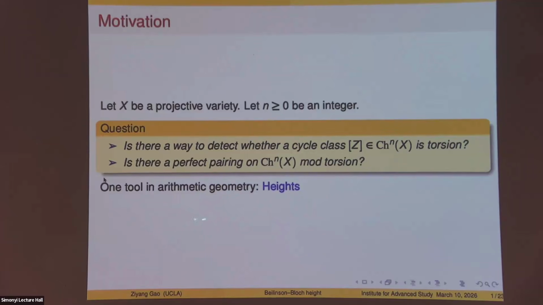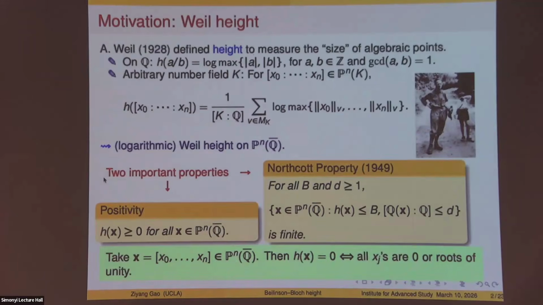One tool that can help to answer these questions is the heights. It's a very common tool in arithmetic geometry, and I'm going to explain what I really mean. So first of all, let's start with the basic definition of heights. It was introduced by Weil in 1928. It was used to measure the size of rational points, rational numbers, or algebraic numbers, just like absolute value measures the size of integers. For rational numbers, it's indeed just the maximum of the absolute value of the numerator and the denominator, and then we take the log of that.